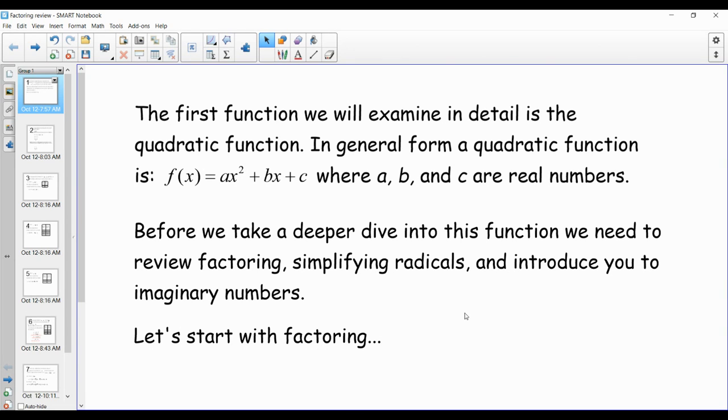We're finished learning the basics about functions, and the first function we're going to examine in detail is quadratics. In general, a quadratic is f of x equals ax squared plus bx plus c, where a, b, and c are all real numbers. Before we take a deeper dive into this function, we need to review factoring, simplifying radicals, and introduce you to imaginary numbers. Let's start with factoring.